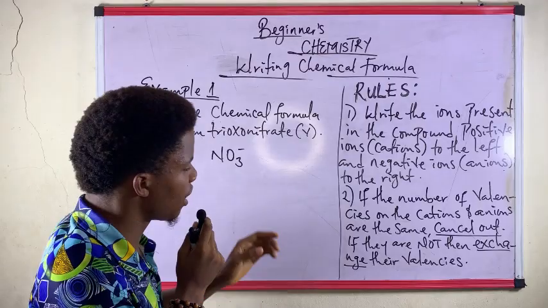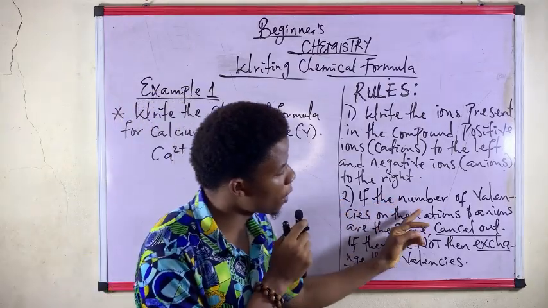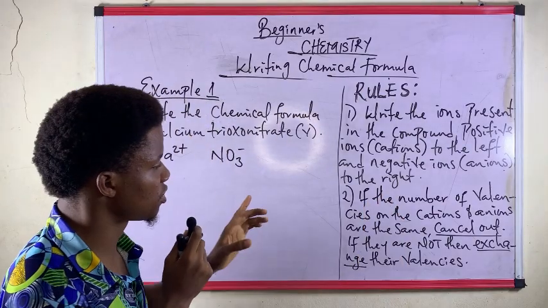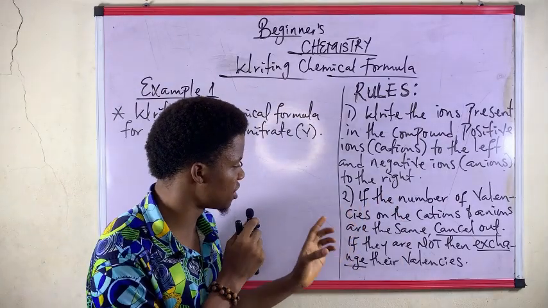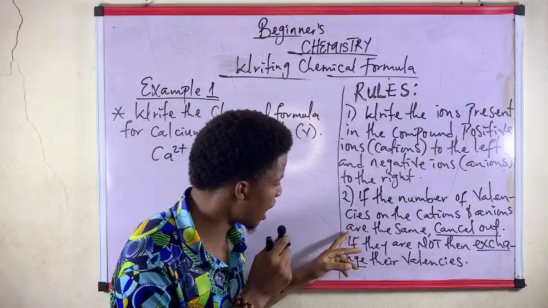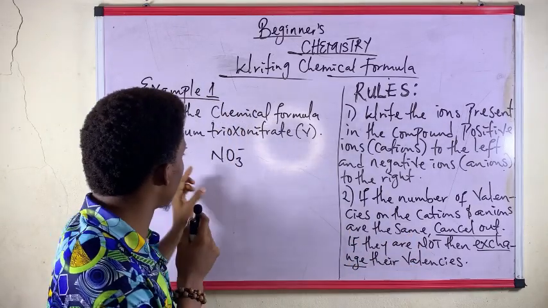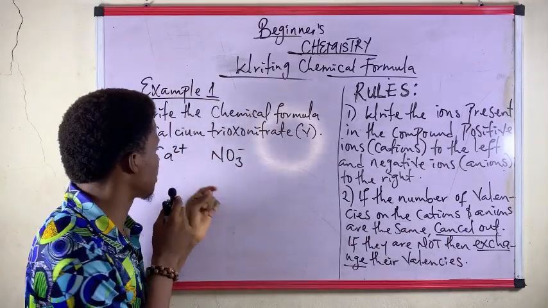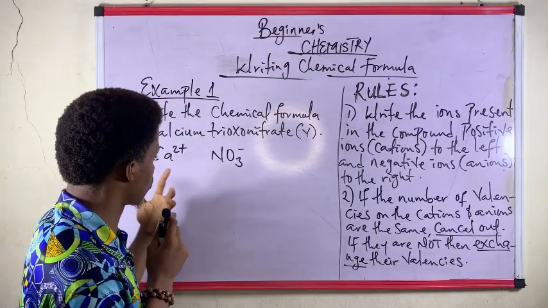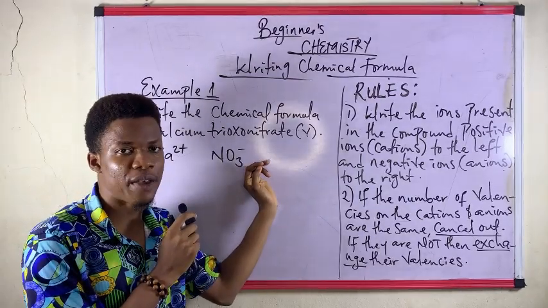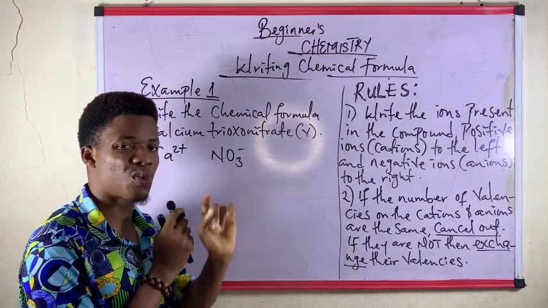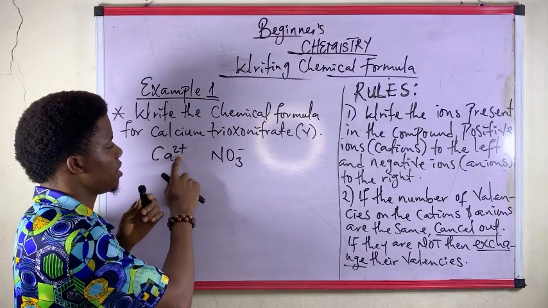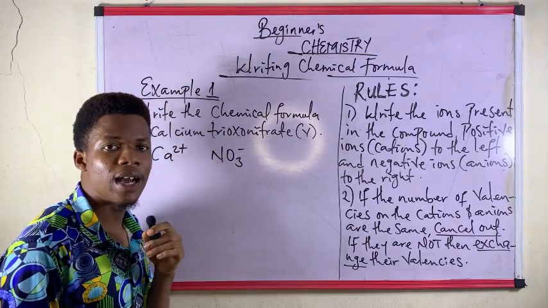Okay, so now if you look at rule 2, it says if the number of valencies on the cation and anion are the same, what do we do? We cancel out. Now are they the same? Remember, calcium is 2 plus, that's plus 2. Trioxonitrate 5 is what? Minus 1. Don't forget from our table. All right, so are they the same? 2 and 1, are they the same?